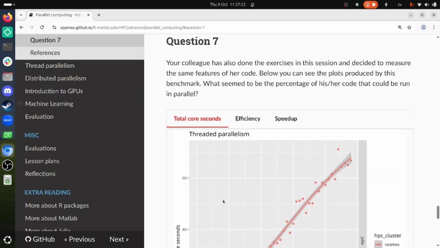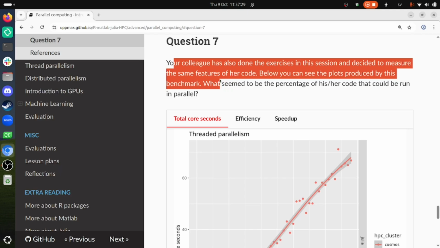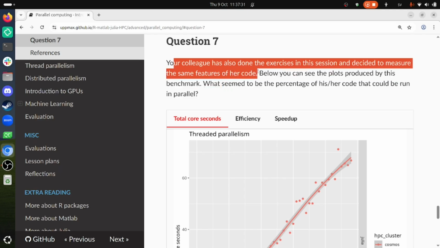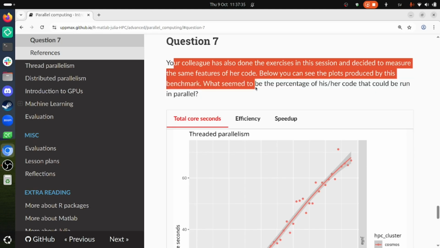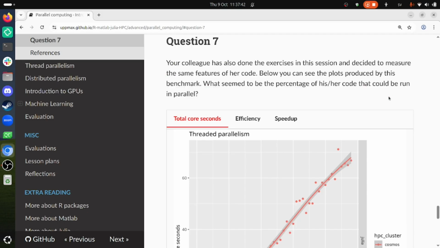Last question. Your colleague has also done the exercise in this session and decided to measure the same features of her code. Below you can see the plots produced by this benchmark. What seems to be the percentage of their code that could be run in parallel?